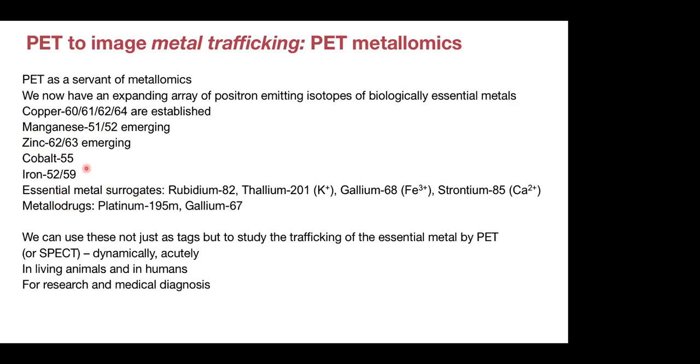We can also use surrogates of essential metals. If we don't have the ideal radioisotope properties of the element itself, we can use a surrogate like rubidium-82 or thallium-201 as surrogates for potassium. Gallium-68 or gallium-67, which in some ways, not always, is a surrogate for iron. Strontium-85 is a positron emitter that can be a surrogate for calcium. And we can also use PET or gamma camera imaging to monitor the metal distribution after treatment with metallodrugs such as cisplatin using platinum-195m, or gallium drugs using gallium-67.